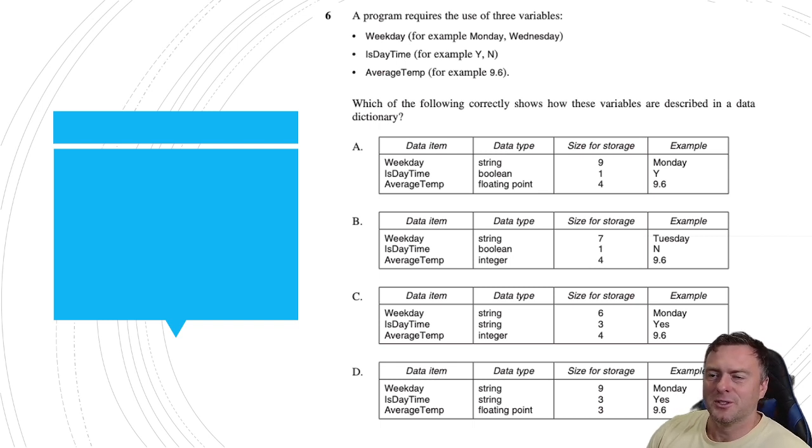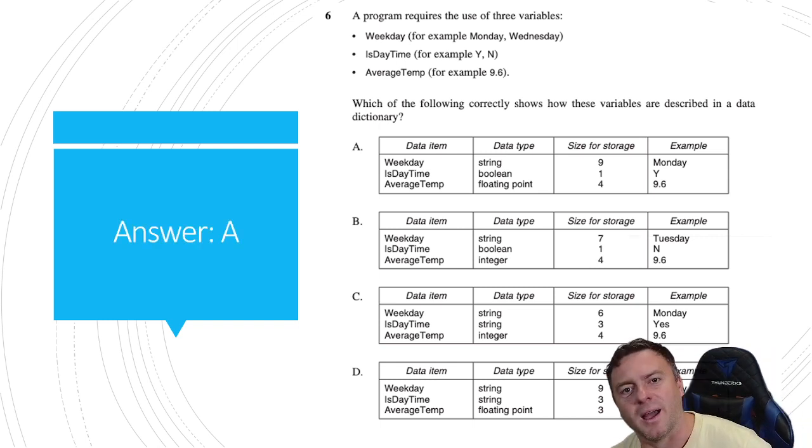Awesome. So what you should see is weekday, is daytime, and average temperature. Weekday is going to be stored as a string. That's the same in all of them. Is daytime would probably be a boolean, so it's either A or B. And then average temperature, I'd be doing a floating point. So I would say that would be A.